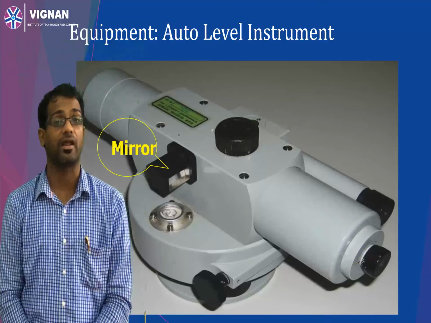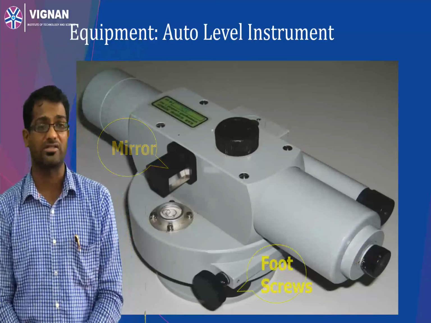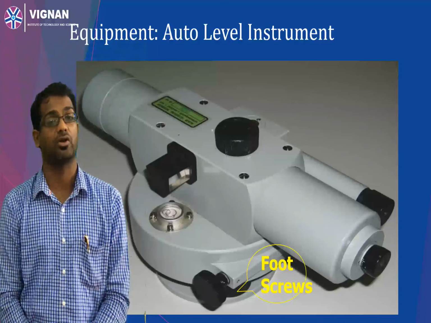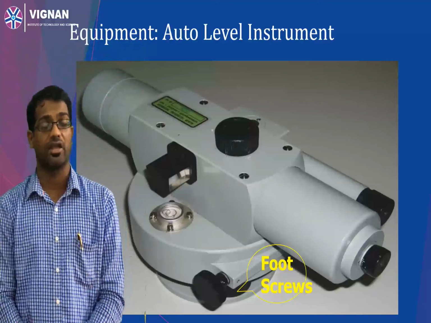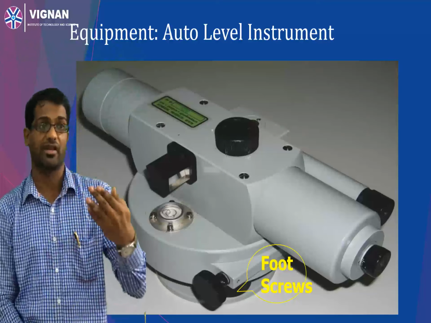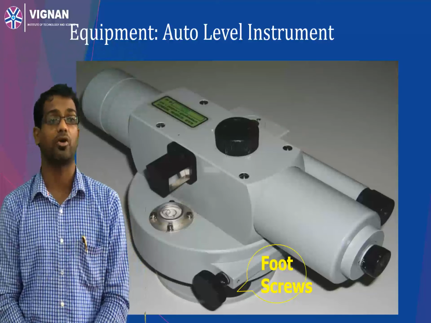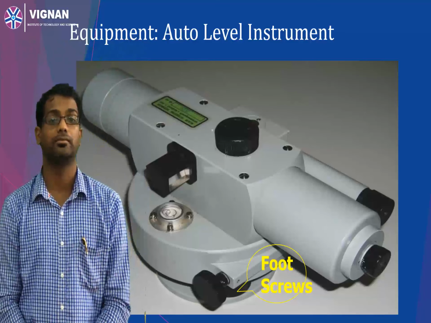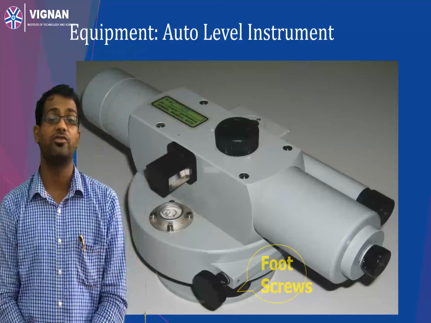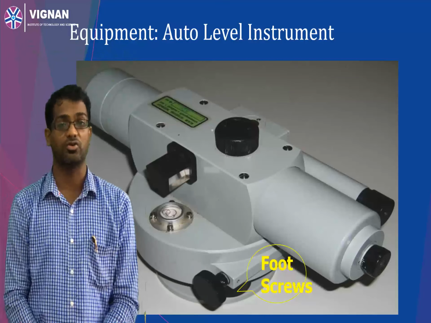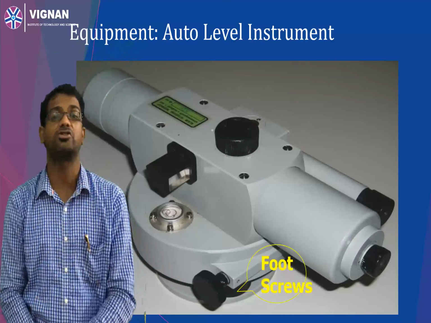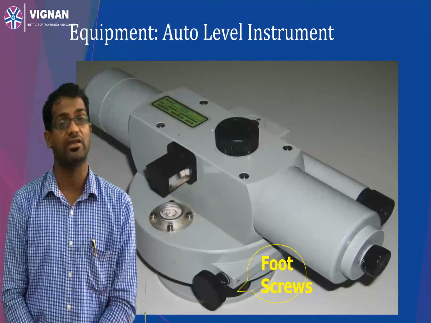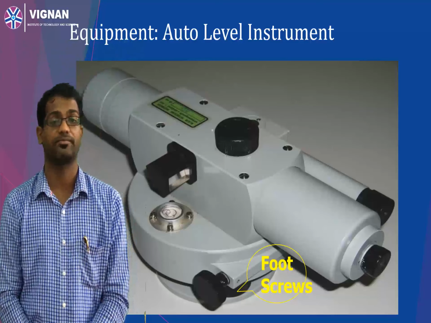Then you have a mirror. All the time you cannot see from above whether the bubble is right or not, so a mirror is provided to let the surveyor see whether the instrument is leveled properly. By looking through the mirror you can see the bubble. Next you have foot screws. These screws are used in order to make the instrument level. We will discuss how to level the instrument in subsequent topics.